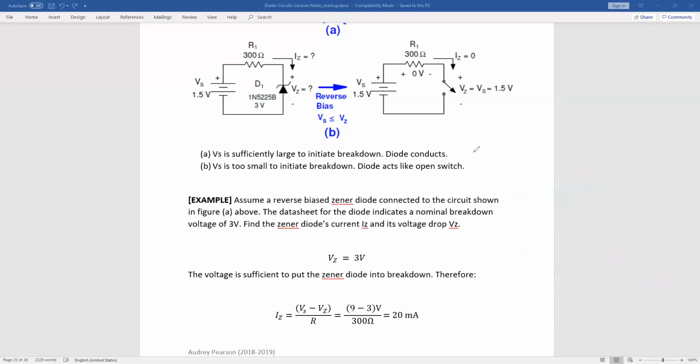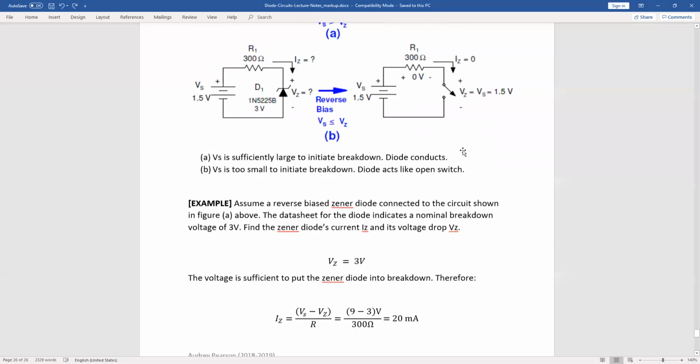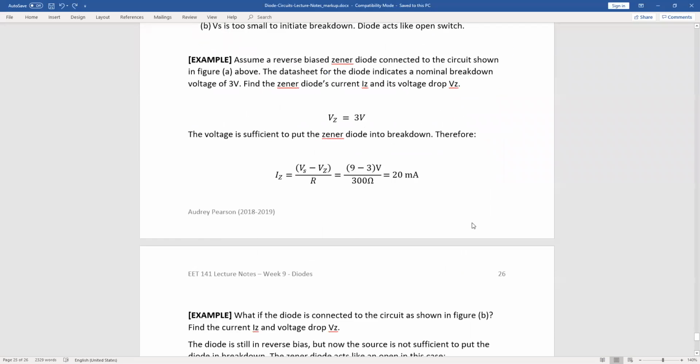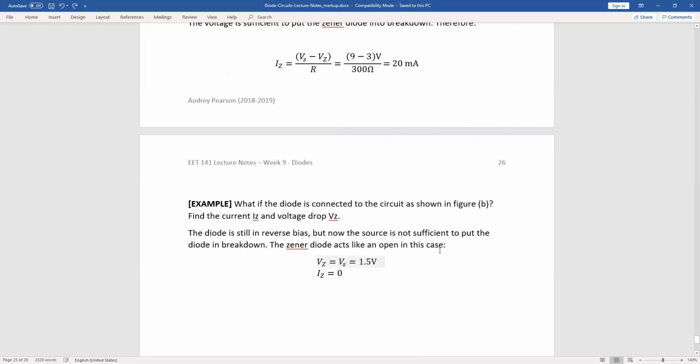And then if we had a different case, if we had this configuration where it's hooked up, part B, in that case, we just have a supply voltage that's not quite sufficient to put it into breakdown. So we've got our voltage source, VS, which is equal to 1.5 volts, our same resistor, 300 ohms, and our Zener diode, which has a breakdown voltage of 3 volts.